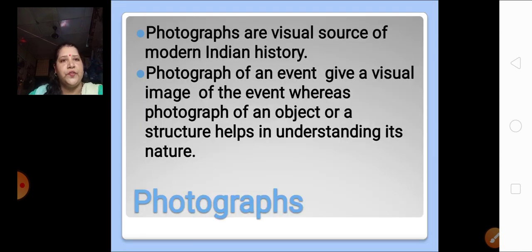Firstly, photographs. Photographs are a visual source of modern Indian history. Visually we can see them. What does a photograph provide you with? A photograph of an event gives a visual image of the event, whereas a photograph of an object or a structure helps in understanding its nature. A photograph itself can provide much information about a certain event or object, so photographs also play a very important role.